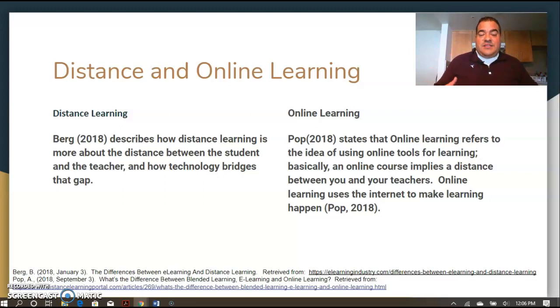Because in that case, that's one of the exceptions where the instructor and the students happen to be in the same geographical area together, but they're using online learning to help facilitate or to engage in further learning. So not all learning online, or not all online learning, is distance learning. So that's an important distinction to make.